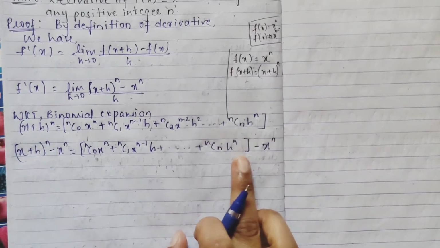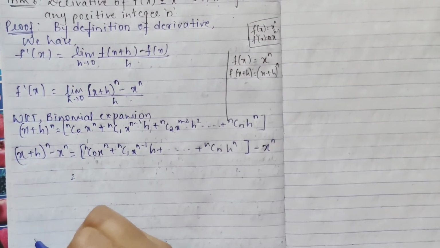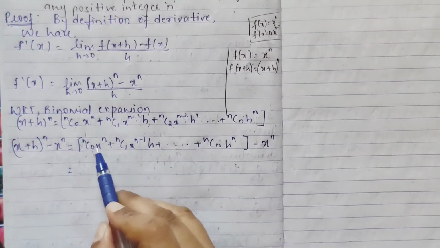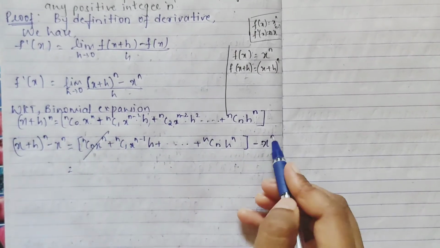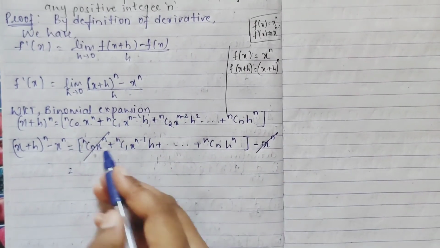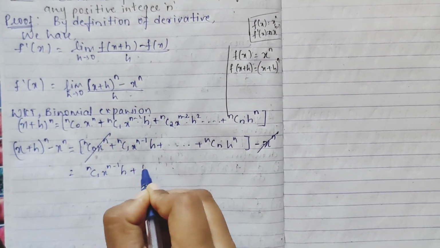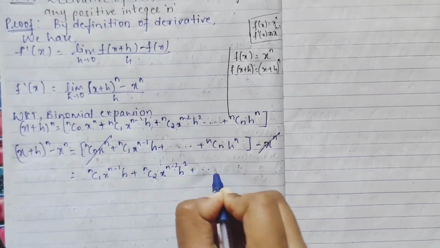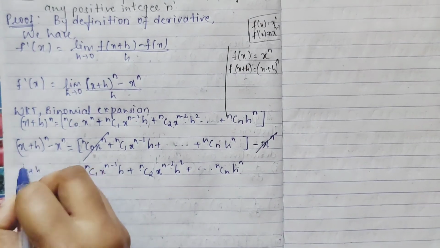Now when you open up x raised to n, nC0 is nothing but 1, right? nC0, nCn is nothing but 1. So nC0 is 1, x raised to n minus x raised to n, this and this cancel off. You are having nC1 x raised to n minus 1 h, nC2 x raised to n minus 2 h square, so on up to nCn h raised to n. So you have like this.